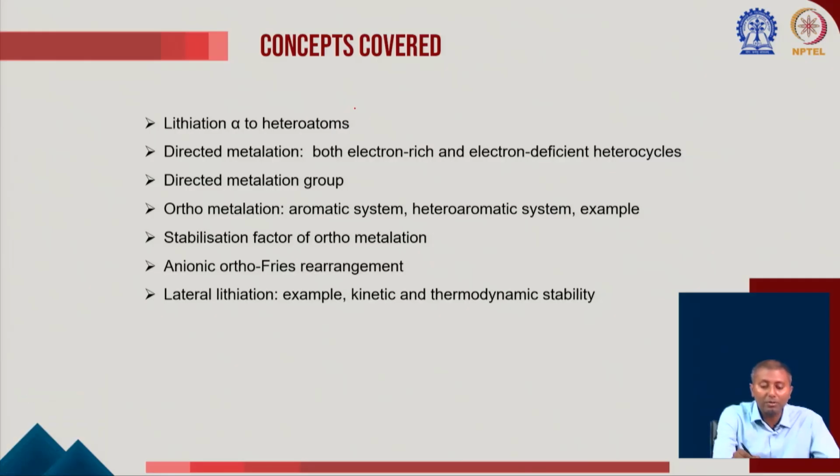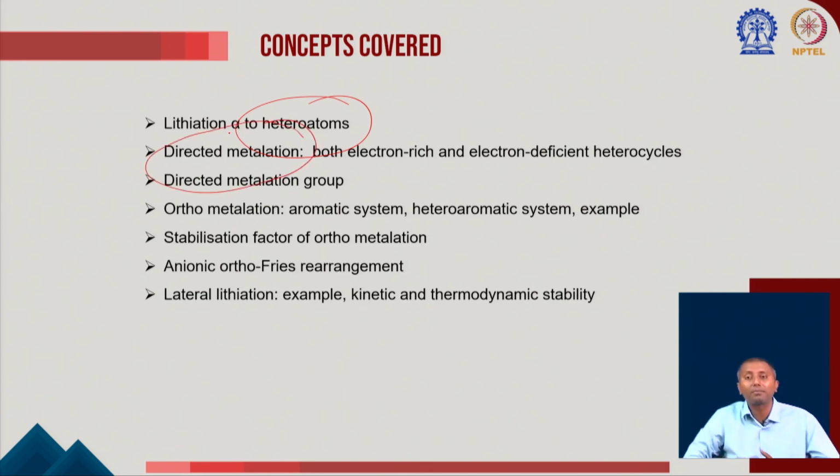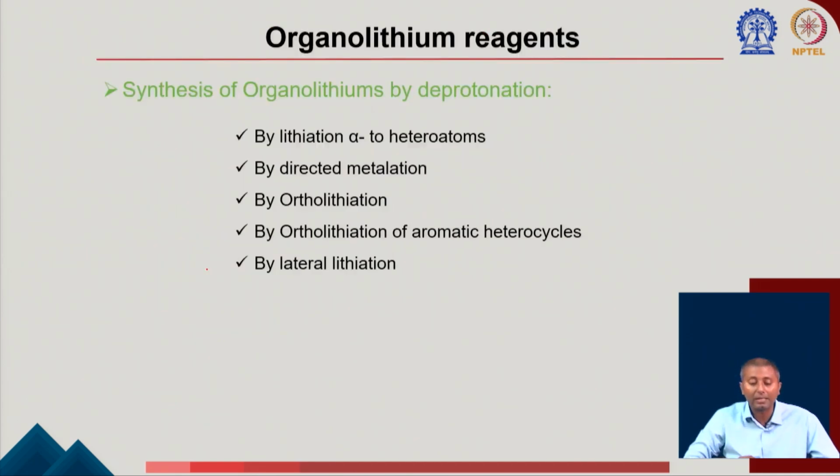So you see the different types of strategy we have used to deprotonate from the sp3 CH or from the sp2 CH. We're going to learn about the lithiation alpha to the heteroatoms, and how the heteroatom affects this type of lithiation. We're going to learn about directed metallation, ortho metallation, some stabilization factors for this type of reaction, and then the anionic Fries rearrangement, and also something called lateral lithiation. You will see that sometimes kinetics and thermodynamics play a very important role for this type of lithiation reaction. Again, these are the topics I'm going to cover here.